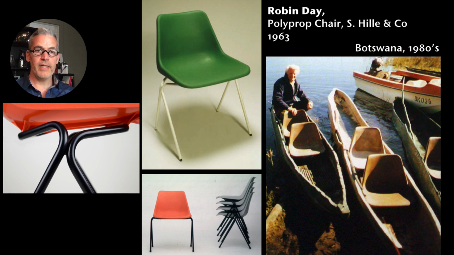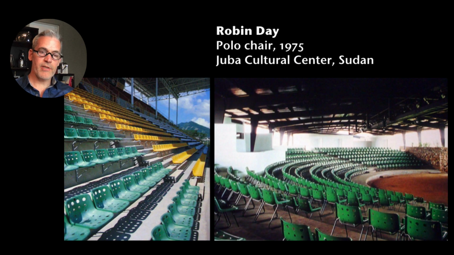It's made of polypropylene, it's a stacking chair with a metal base, weighed only about 3 pounds, and over 20 million have been manufactured. This chair really changed the way people thought about production furniture. I love the image on the right because it's Robin Day in Botswana in the 80s, seeing that dugout canoes had been retrofitted with old polyprop chairs as their seating. And I think that picture just speaks volumes about the success of this chair. Even when they broke, even when the legs gave out, they still had utility in them. And Day's later chairs, made in UV-resistant plastic, completely transformed stadium seating.